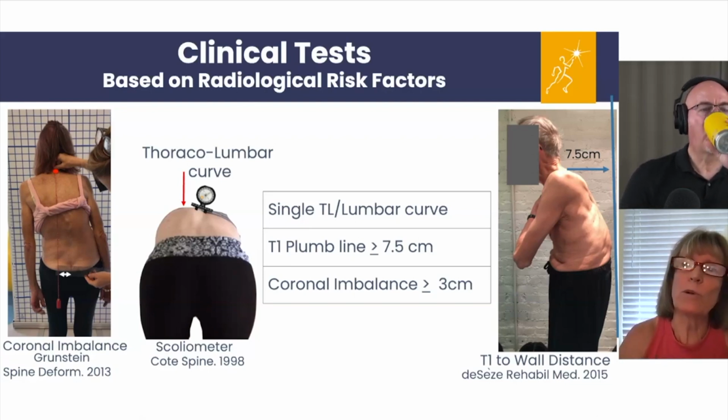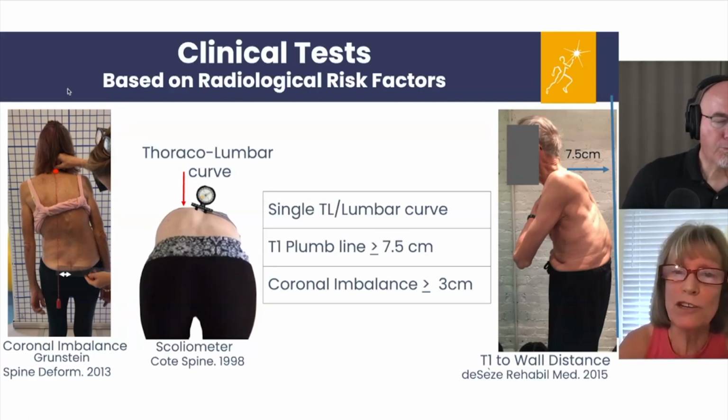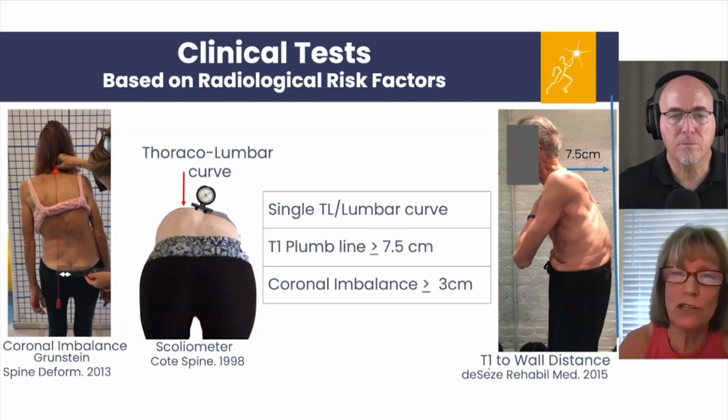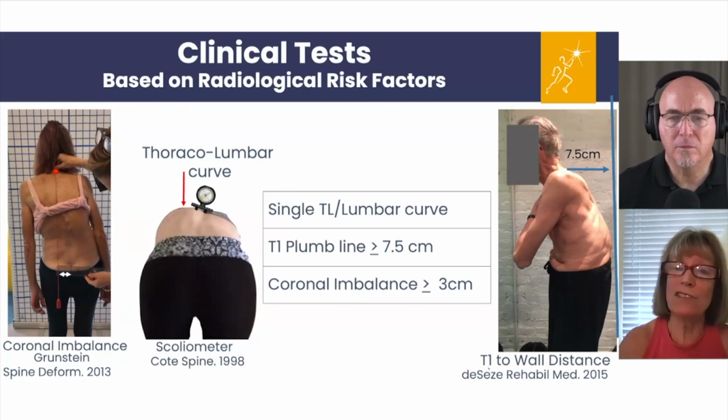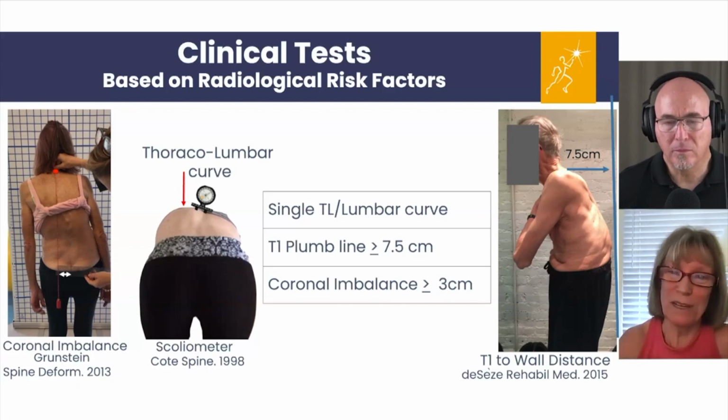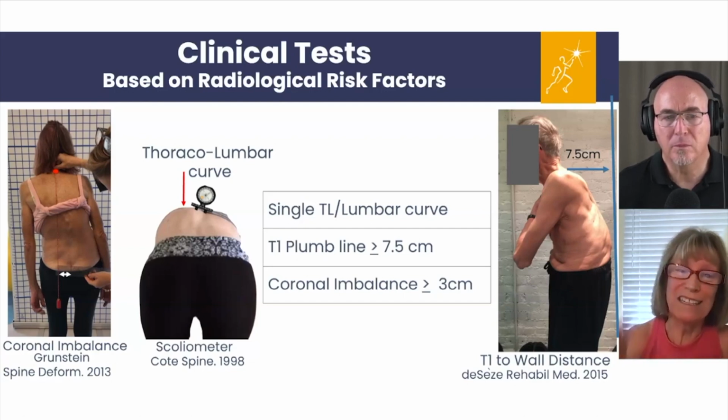And how far forward are they flexing? You can just do a simple measurement of how far T1 is to the wall. Very simple, easy thing to do. If they are more than 7.5 centimeters, the research shows they are at high risk for pain and disability in the future. So we need to do something in our exercise program that doesn't continue to promote that.